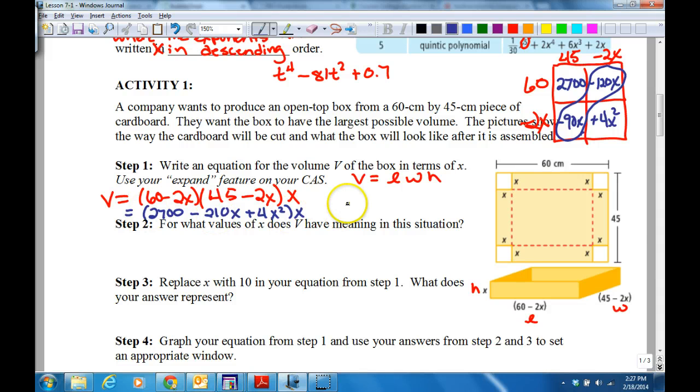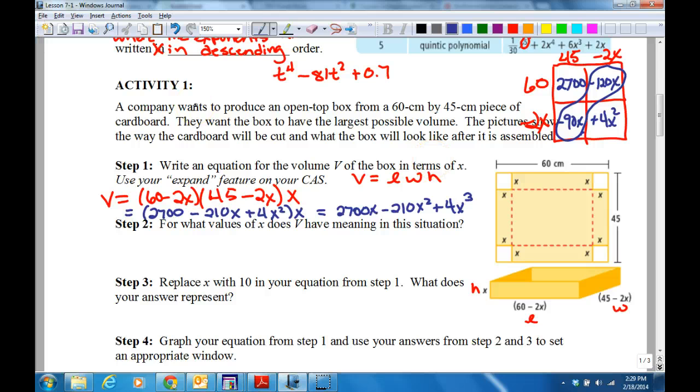So what is our total volume on this? Now, is this in standard form? No, it's not. If we wanted to write this in standard form, we would go 4x to the third minus 210x squared plus 2,700x. Okay? So that is our formula.